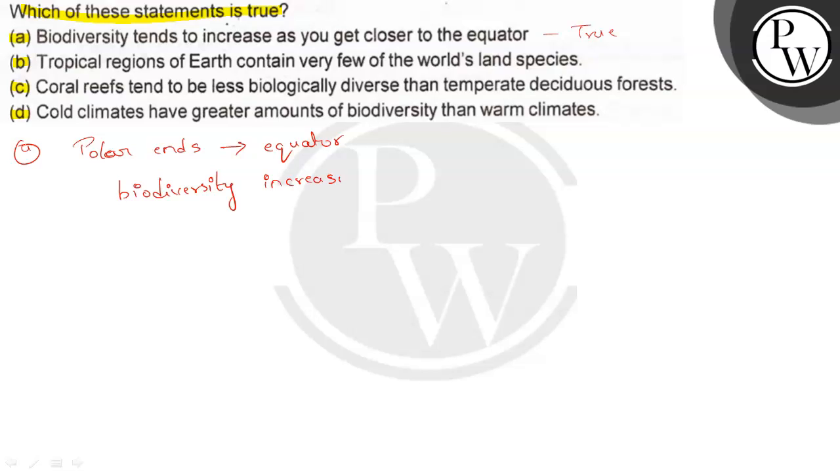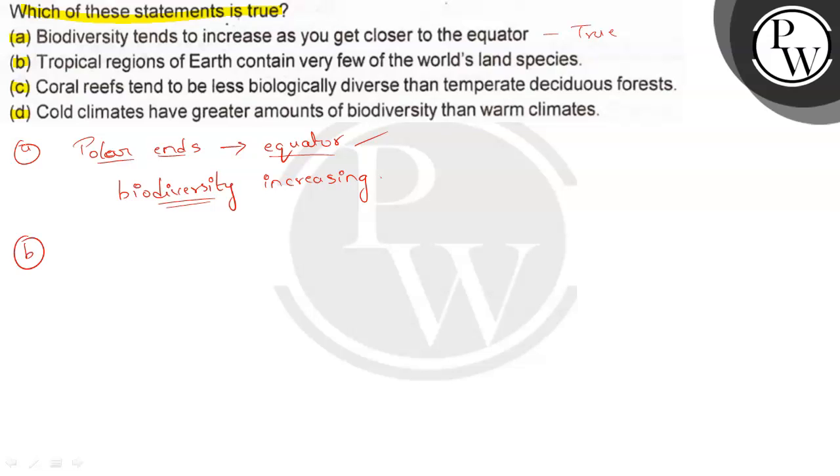Because of the climatic changes, we can see that in the polar ends, it is a critical low temperature climate where the organisms cannot survive that easily. But in the equator region it has all homeostatic conditions which are helpful for the survival of organisms. So we have more diversity in the equator region. So this statement is true.